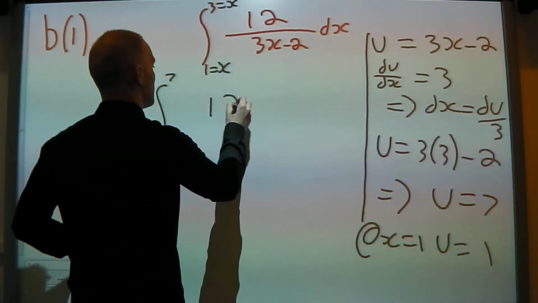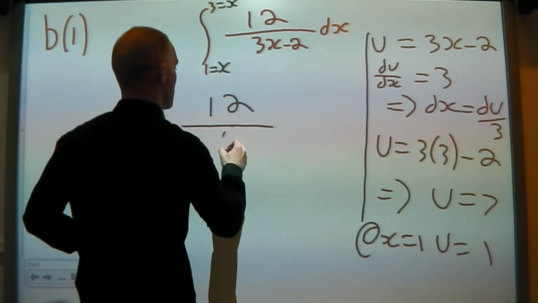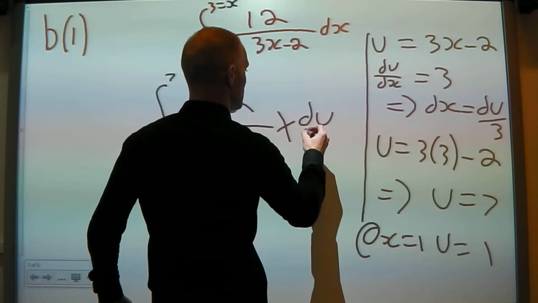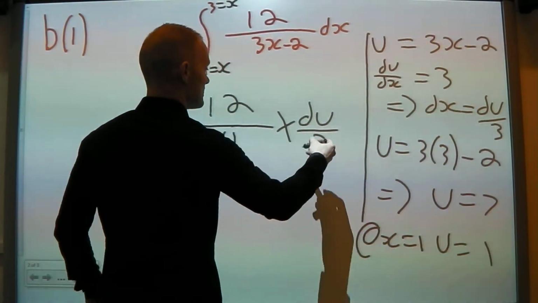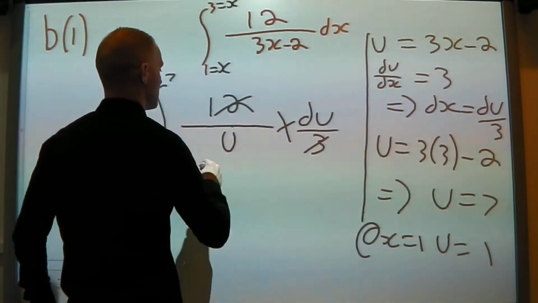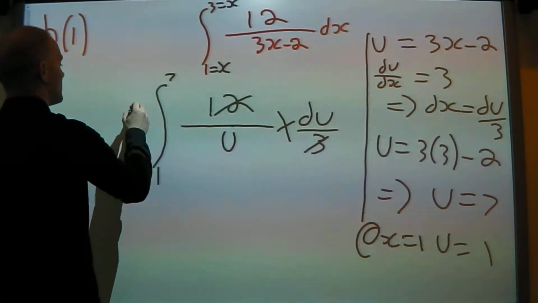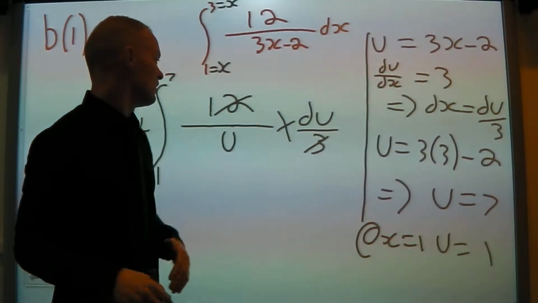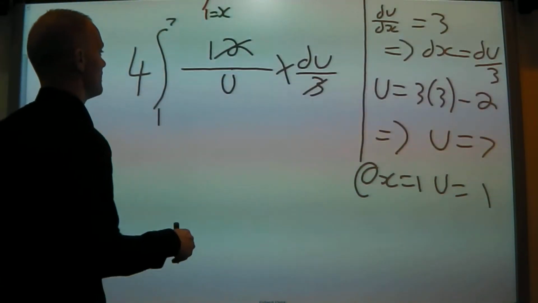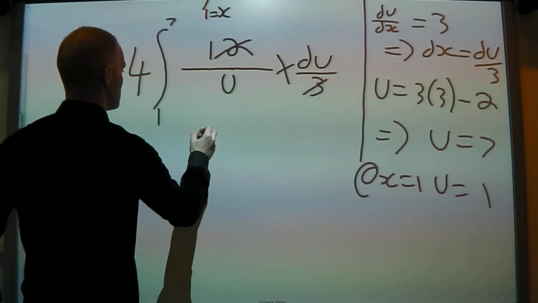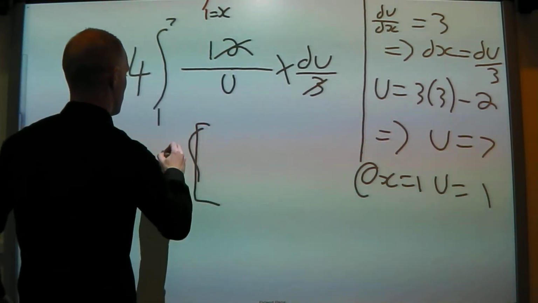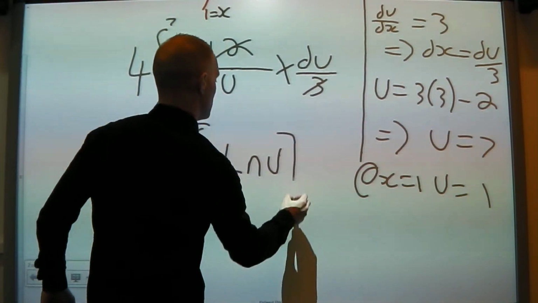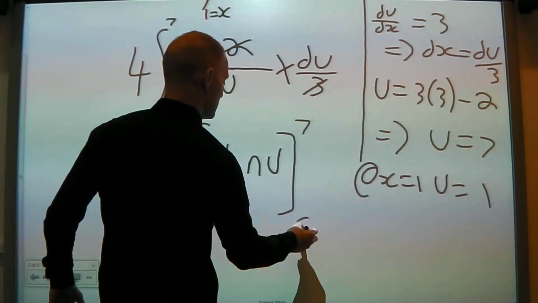So the integral of 12 all over u times du over 3. Now we can cancel these straight away. 12 divided by 3 is equal to 4. And we can always bring the 4 out here in front. So basically you're asked to find the integral of du over u. Now you should actually know that, that's just ln of u. So that is 4 times ln of u, natural log of u, from the limits 7 to 0.